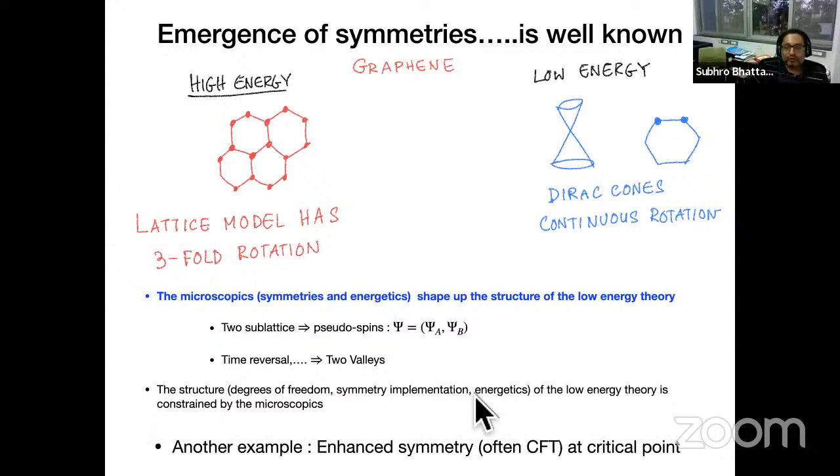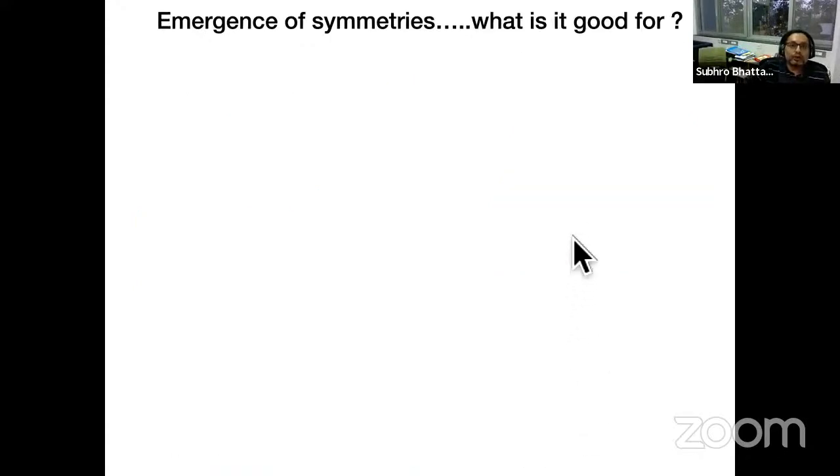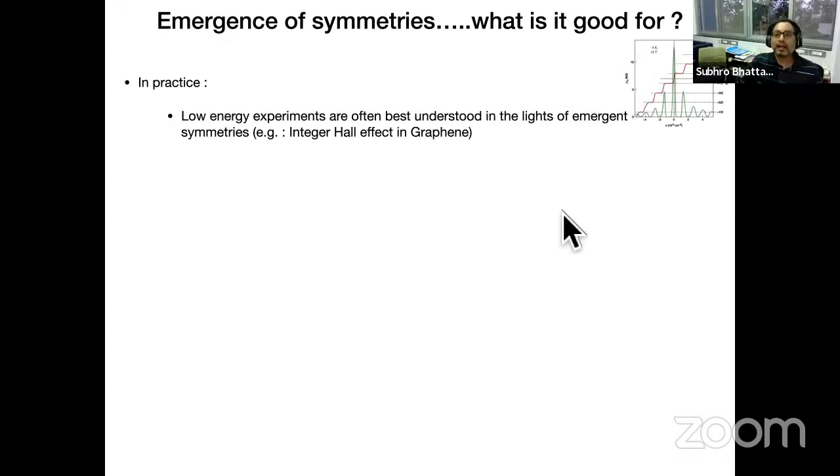Similarly, enhancement of symmetry often occurs at critical points of phase transitions, where we get these large conformal field theories which are not there in the microscopic case. Okay, so it is useful to ask, what are these emergent symmetries good for? In practice, as a theorist, it is often good to understand experiments.